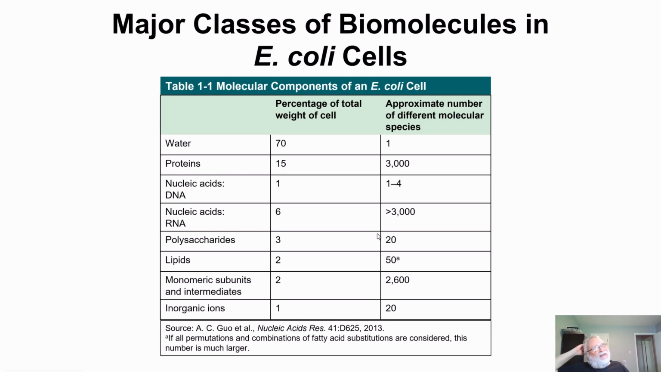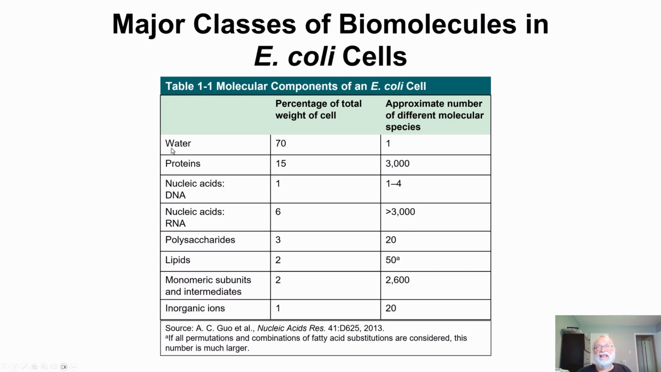This is an E. coli. This is a table that you would never want anybody to memorize, but it shows the number of species and the percentage of the large groups. For example, water is about 70% of the cell, and there's only one kind of water molecule. Proteins are about 15% of the cell, and there are about 3,000 of them present at any one time in the cell. Nucleic acids, DNA, there's one. It can be 1 to 4% of the cell. RNAs are about 6% of the cell, and there are probably about 3,000 of them. There are all the mRNAs that make the proteins. There are RNAs for structural purposes, making the ribosomes, and transfer RNAs. So there's more RNA diversity than there would be of proteins because they're involved in making the proteins.